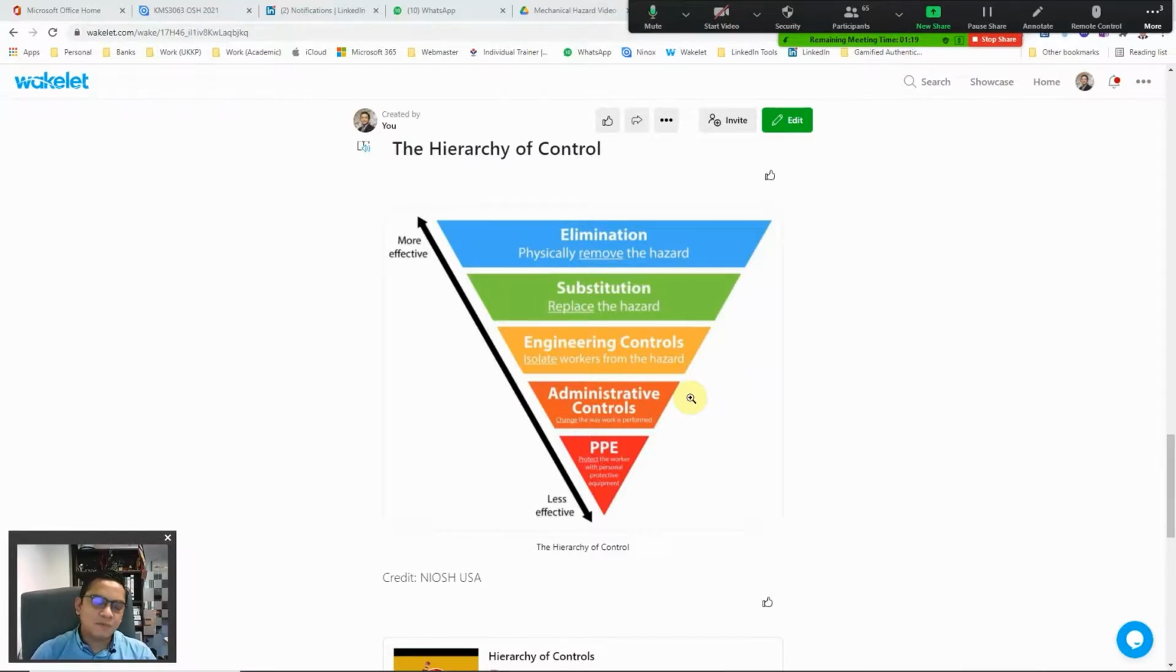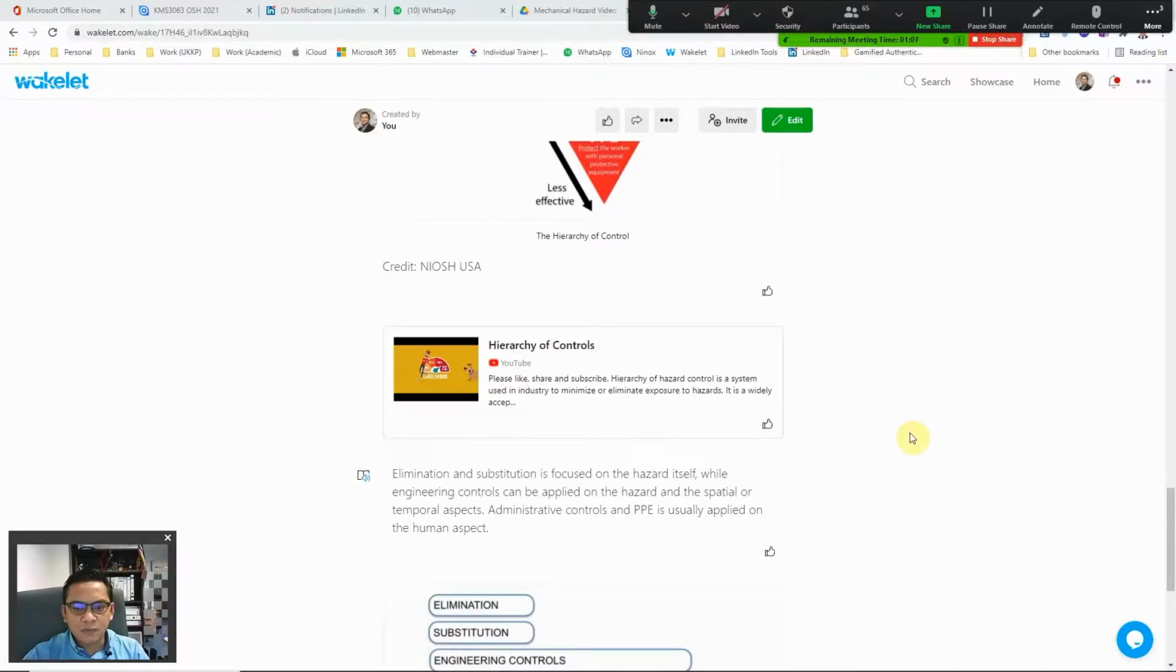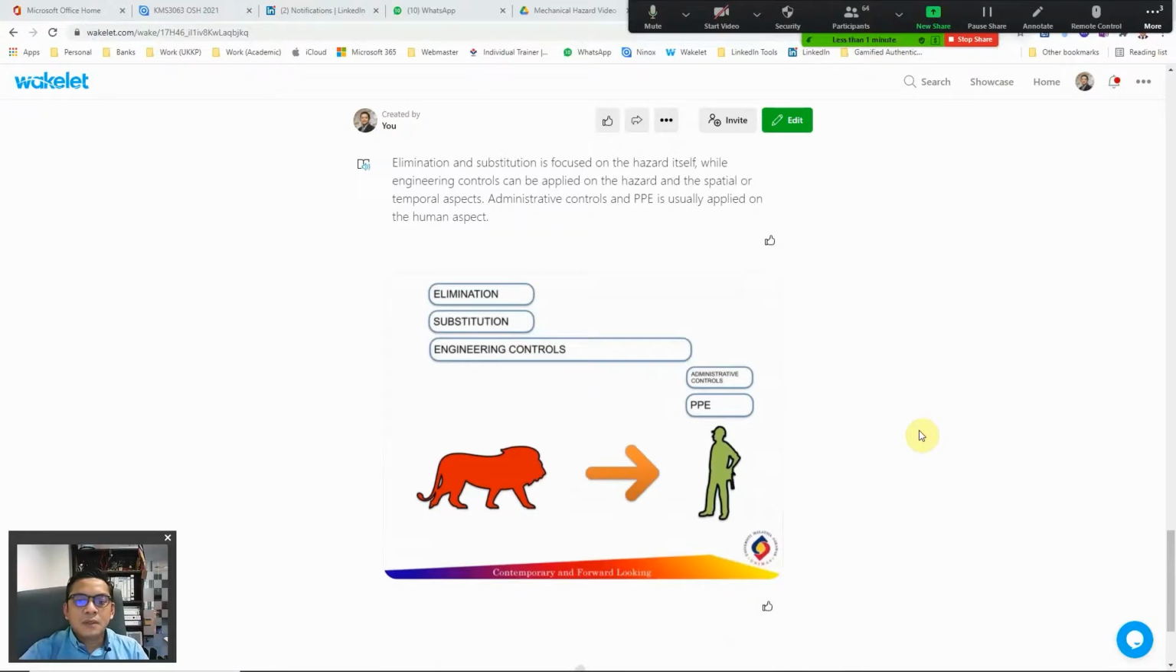Admin control, I've told you before this, SOP and all, and PPE is the face mask. So there is a YouTube video on the hierarchy of controls, if you still cannot understand what I'm talking about these past minutes. Okay, this is another illustration of the concept of hierarchy of control.